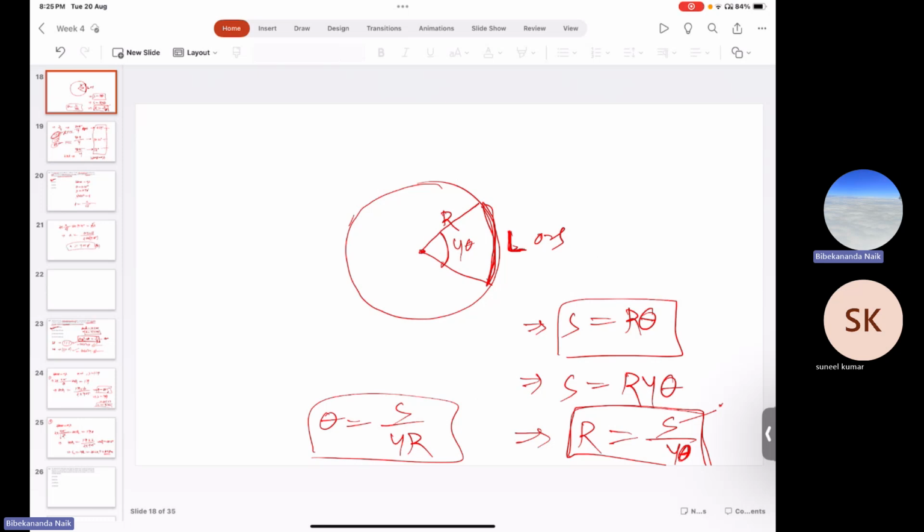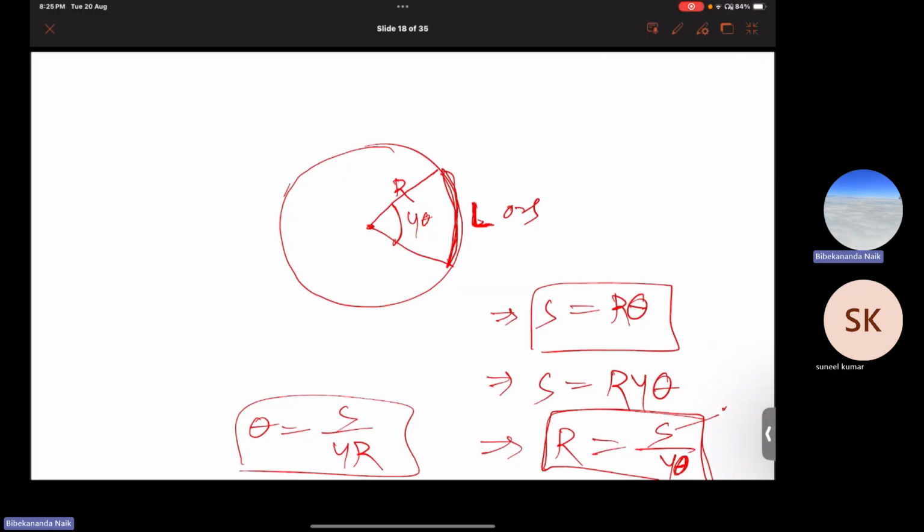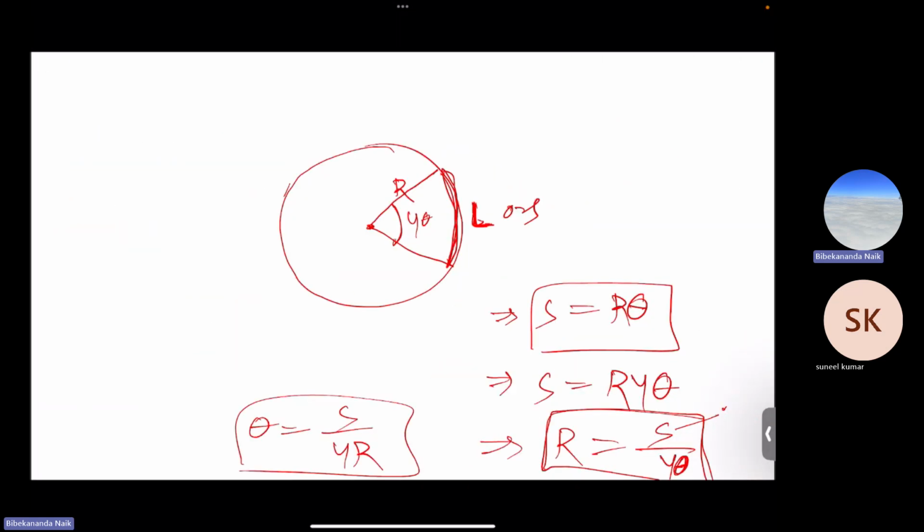So if you see, this is R. So for a circle, total is R.